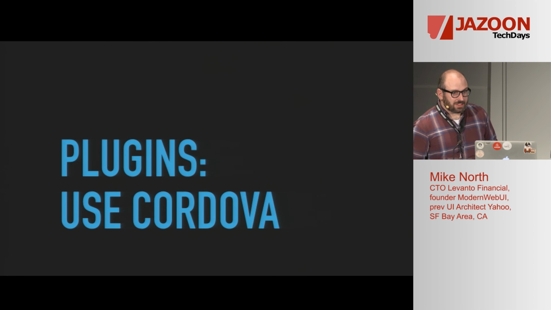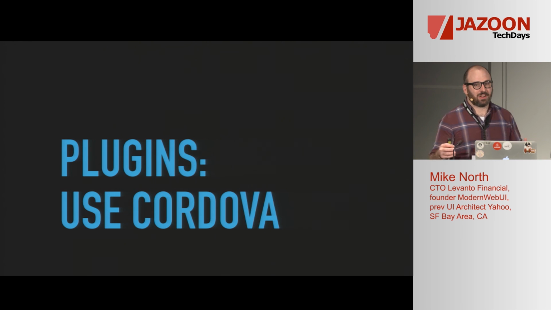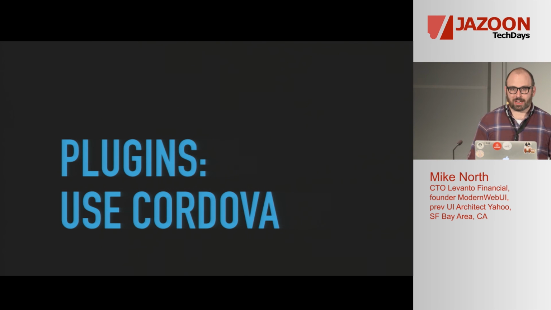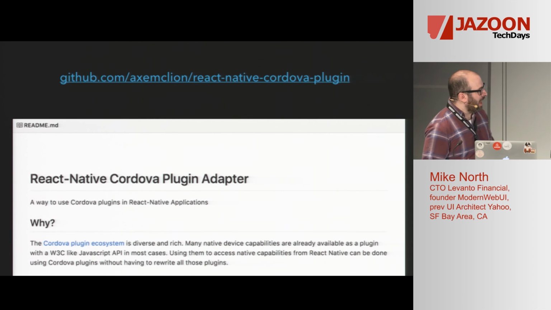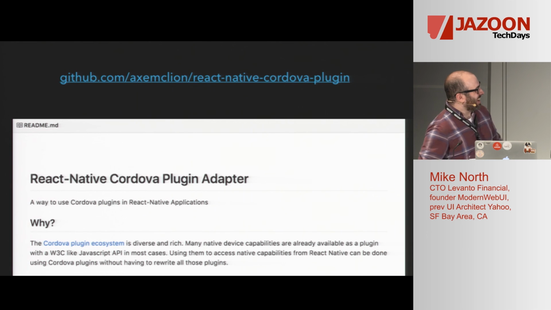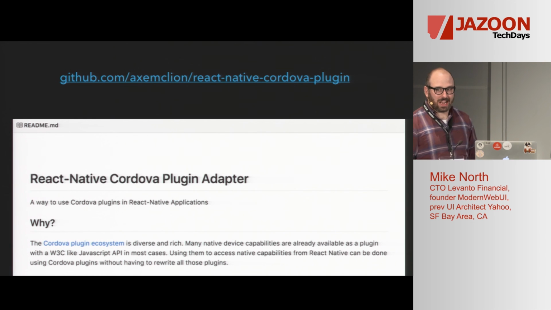If you're using plugins, if you have to tap into native functionality and you have a new idea that's not built yet, build a Cordova plugin, even if you use React Native. There's a great project that some of the Cordova committers who work at Microsoft have built, and it's called the React Native Cordova Plugin Adapter, because naming things is hard. And this lets you basically consume anything in the Cordova plugin ecosystem into your React Native app.